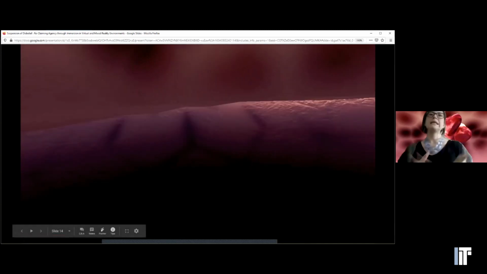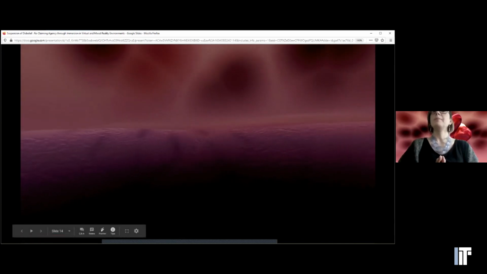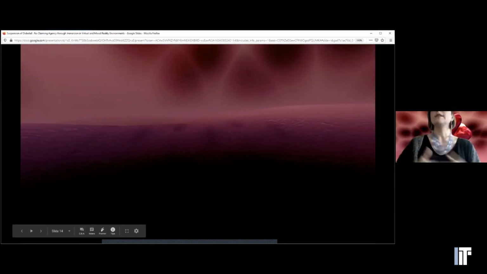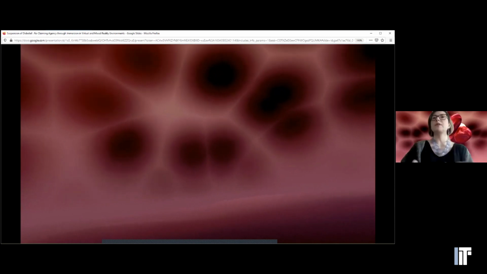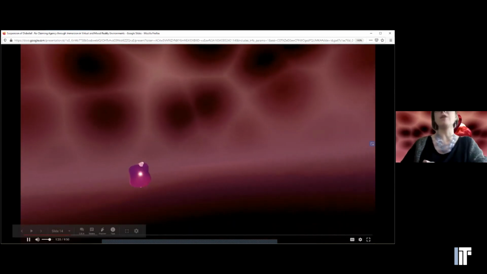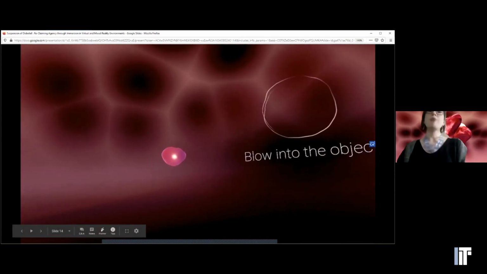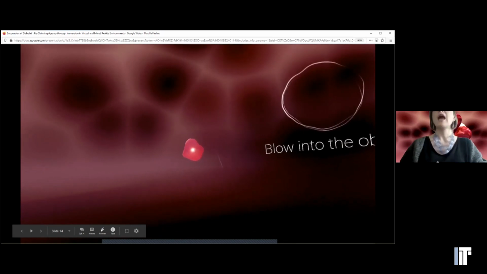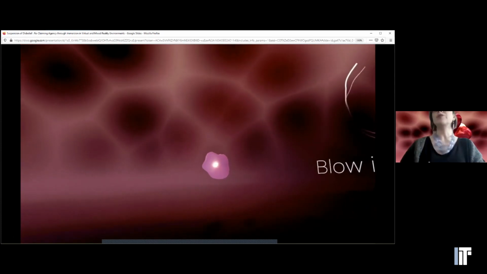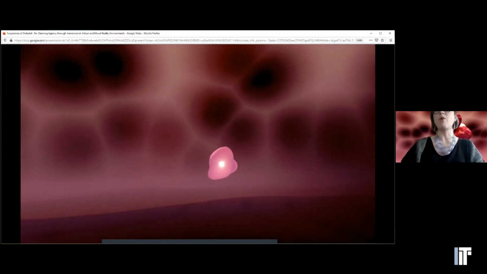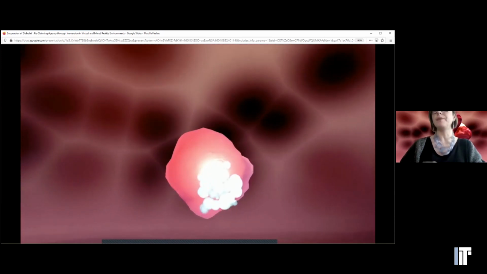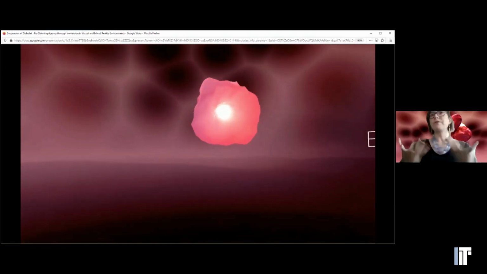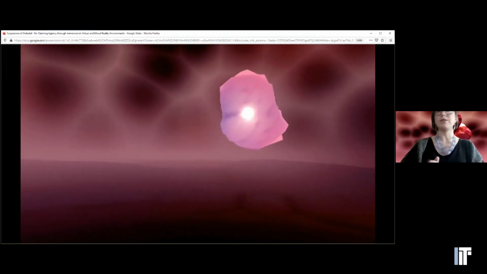So each space is introduced on its own as an onboarding aspect of the experience that helps the user to immerse themselves. Then objects start to appear and one can interact with them, for instance, by blowing into them and creating the bass, which is one of the parts of the composition.